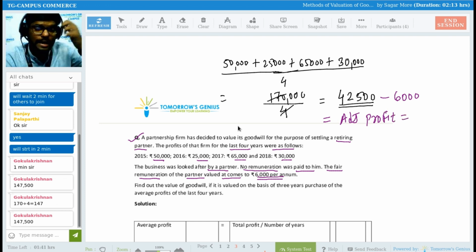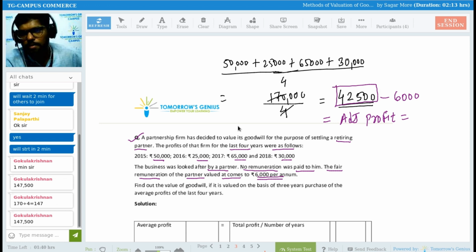Sir, only 6,000 we have to pay. 6,000 per annum, no? So the answer is 36,500 per annum, and I have calculated the average 42,500 for 1 year only, no? Right? Yes, sir. Okay, so what is the answer? 36,500. So that is the average adjusted past profit.